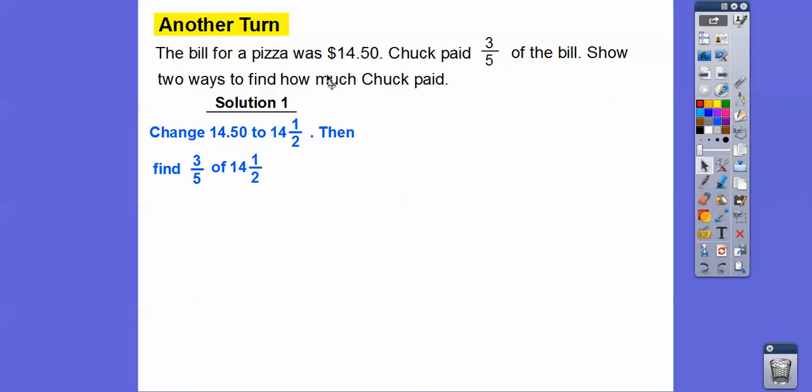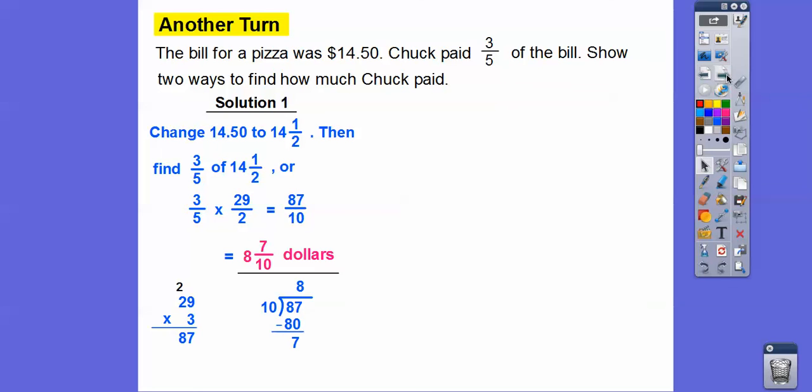We're going to change 14.50 to 14.5 right there, and then we'll change 14.5 to an improper fraction, or a fraction greater than 1. So 2 times 14 is 28, so plus 1 is 29, okay, and then multiply, so top times top, so 3 times 29 is 87, I did that down here, okay, 3 times 9 is 27, there's a 7, carry the 2, 3 times 2 is 6, plus 2 is 8, so we get 87 over 5 times 2 is 10, and then we divide that and make it a mixed number, so we get 10 and 7/10 of a dollar. That's how much Jack paid.